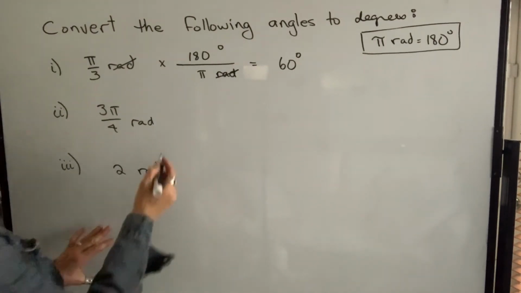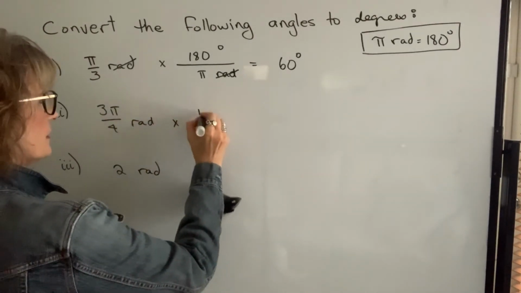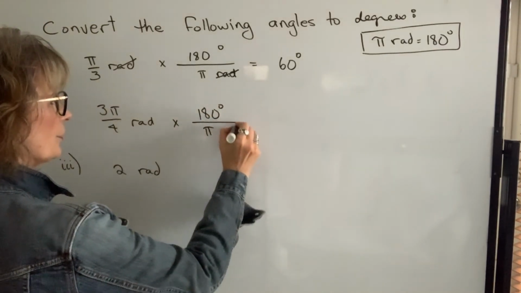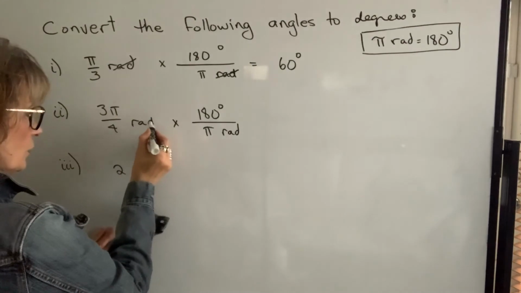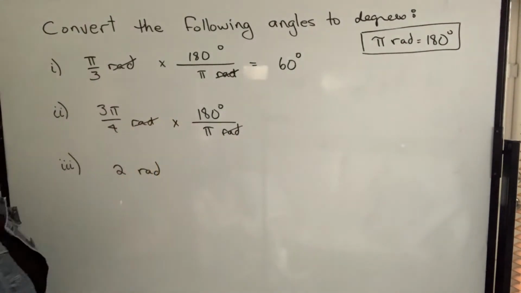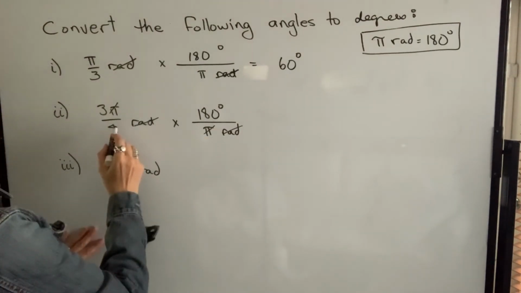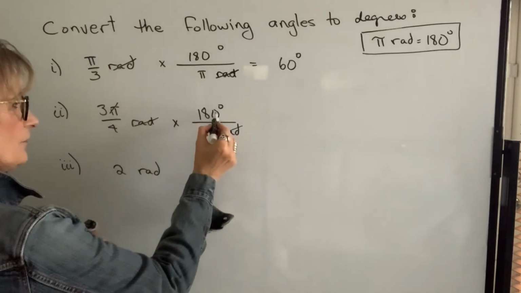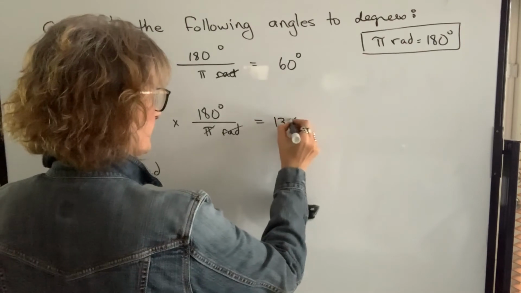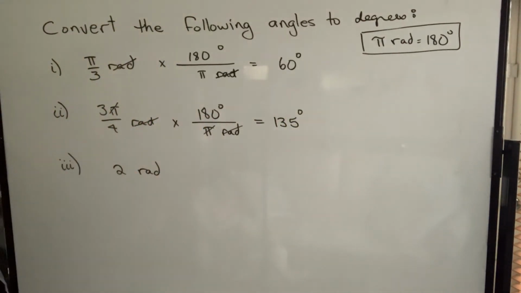Next example, same idea, 3 pi over 4 radians. So I'm going to multiply by 180 degrees over pi radians. You'll always know what order by looking at what unit you want to eliminate. That needs to go into the denominator so that it will cancel. Pi cancels, and I've got 4 can go into 180 45 times. 45 times 3 is 135 degrees. Or you can multiply 3 times 180 and then divide by 4.